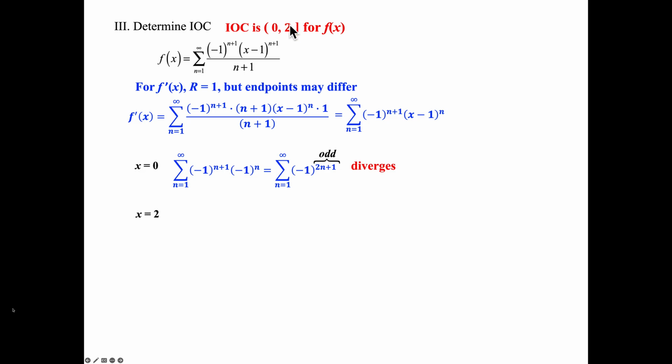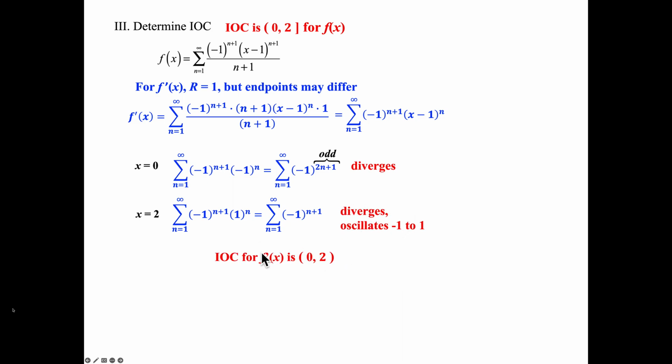Let's test that endpoint of 2. Put 2 up here. 2 minus 1 is 1. So that's 1 to the n. So again, that's just going to be 1. You can get rid of it. Now we have negative 1 to the n plus 1 power. This is going to alternate back and forth. Positive 1, negative 1, positive 1, negative 1. So that's oscillating. So this too diverges. So my derivative, both endpoints are now open.